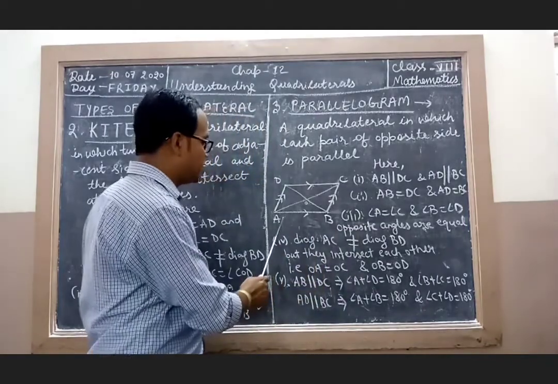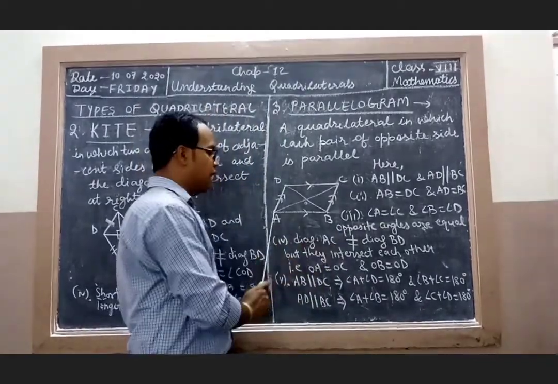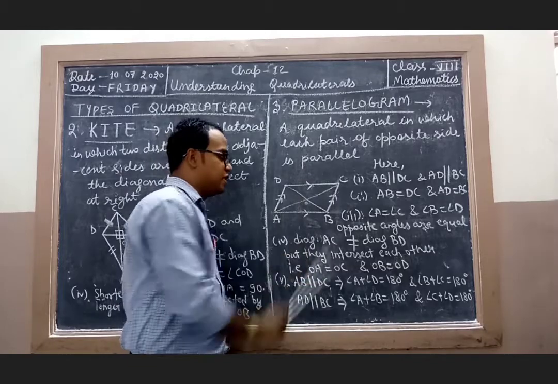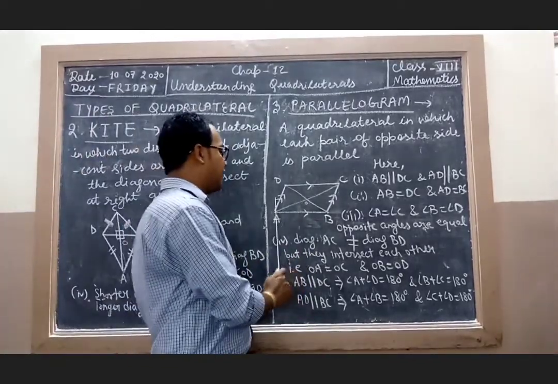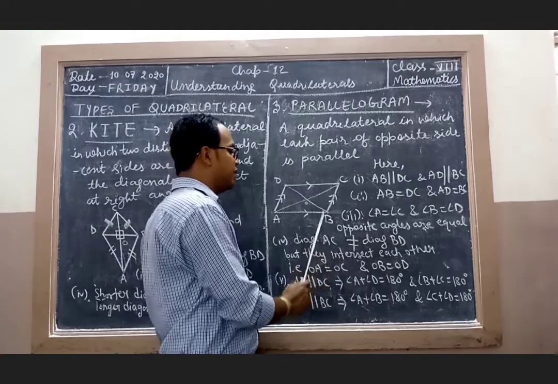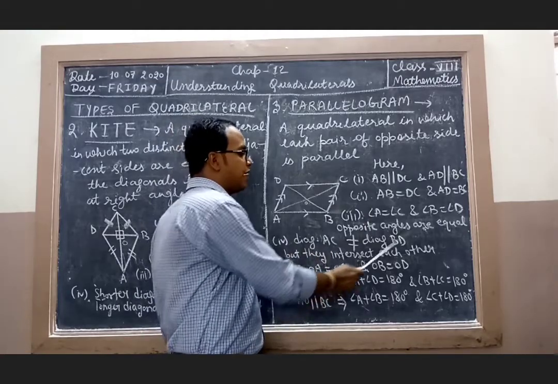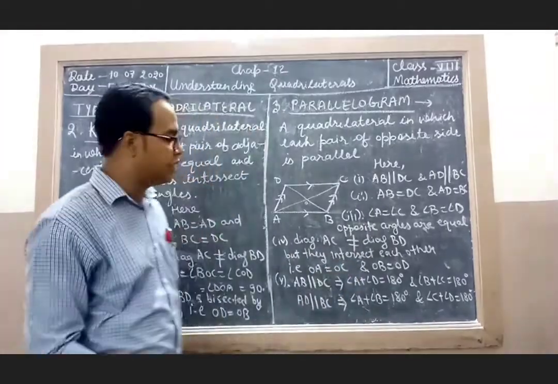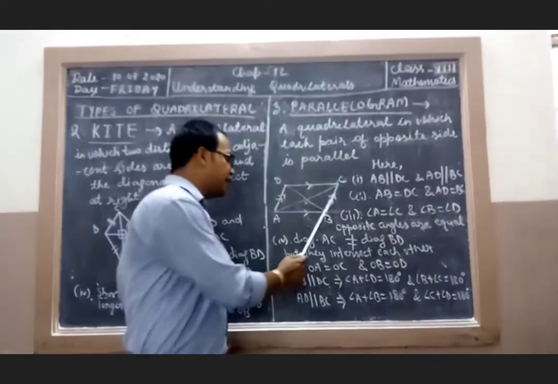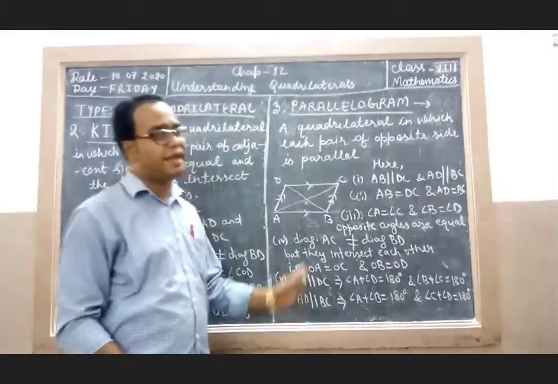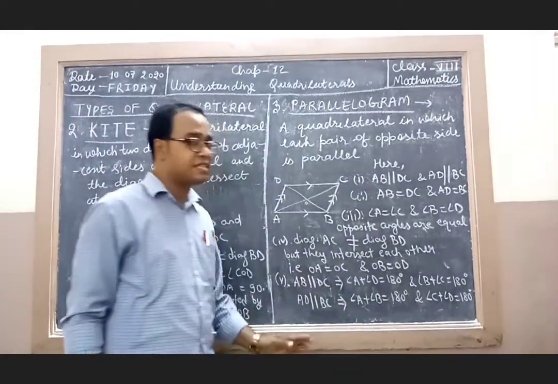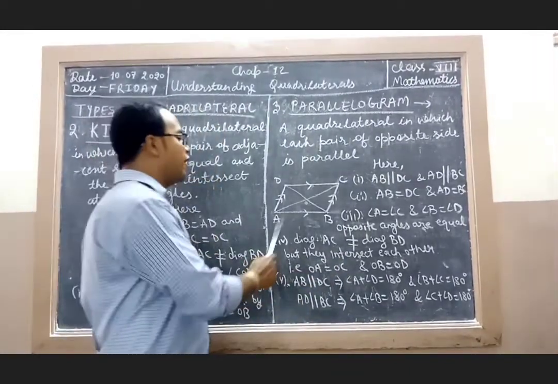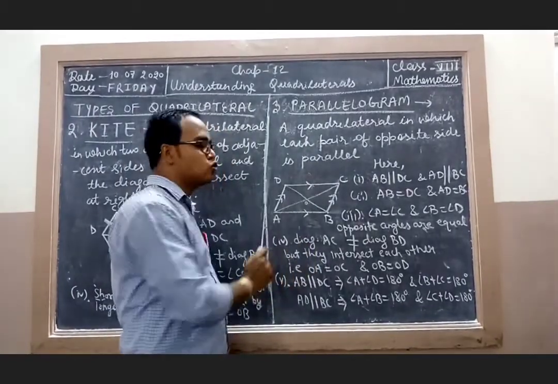Second point, the measure of AB equals the measure of DC and the measure of AD equals the measure of BC. It means opposite sides are equal also. Third point, angle A equals angle C, angle B equals angle D. Opposite angles are equal. Fourth point, diagonal AC is not equal to diagonal BD. Diagonals are not equal, but they intersect each other. It means OA equals OC and OB equals OD.